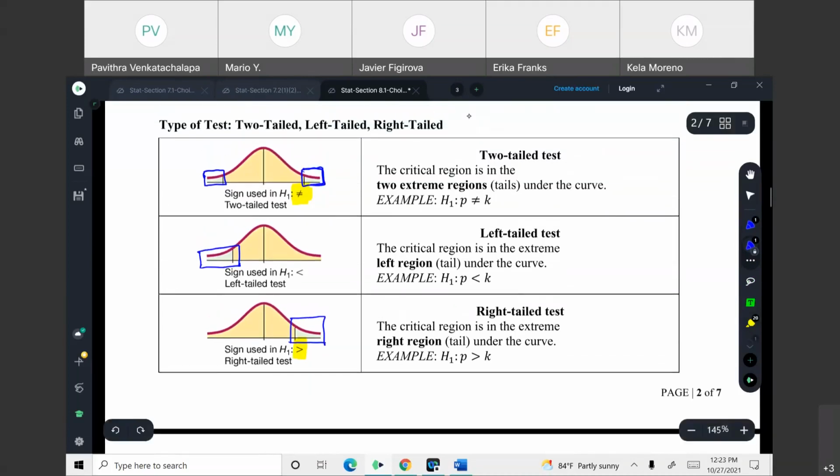Okay, we will learn about the critical region. Now the P which is mentioned there is nothing but the value which is given, which you are claiming. Okay, and we will see what is K also.